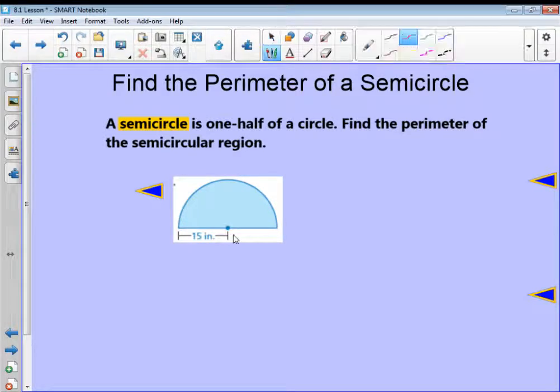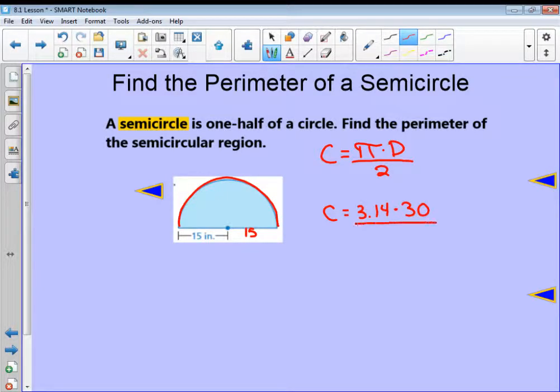So we need circumference equals pi times our diameter, and we're going to divide that by 2. That is only giving us this arc length. Our diameter on this is the full distance across, so this is another 15, so it's 30. So circumference equals 3.14 times 30, divided by 2. 3.14 times 30 is 94.2, divided by 2 is going to give me 47.1. So this is 47.1, plus we have this together is 30.